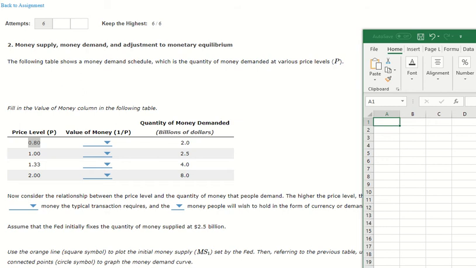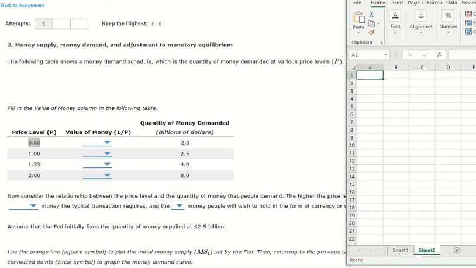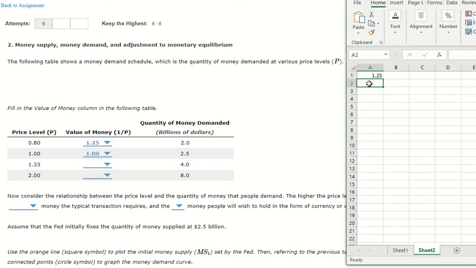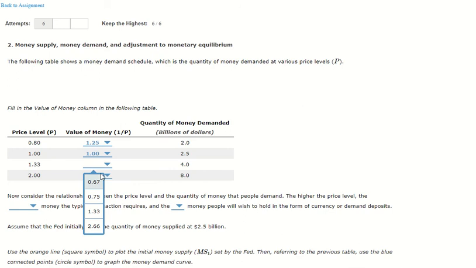Okay, all right, so for our first number, equals 1 divided by 0.8. So 1 divided by 0.8, that's going to be 1.25. Okay, and the next one, 1 divided by 1, just 1. And then 1 divided by 1.33, that's 0.75. Okay, and the last one, 1 divided by 2, just 0.5.